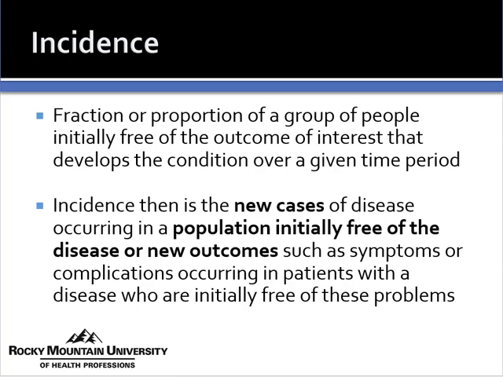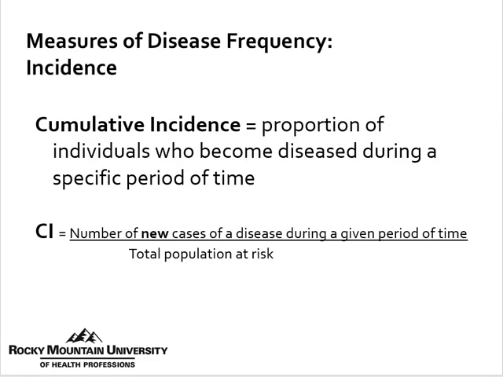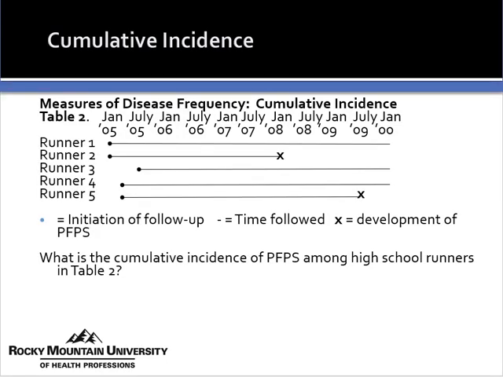So everybody at baseline is initially free of the disease or of the injury, and you're going to be following them for a period of time to see about the onset of new cases. So incidence is calculated by new events divided by the number of people being watched. One way of determining incidence is cumulative incidence, and that's the proportion of individuals who become diseased during a specific period of time. So it's the number of new cases divided by the total population at risk.